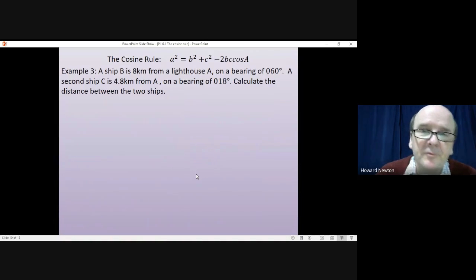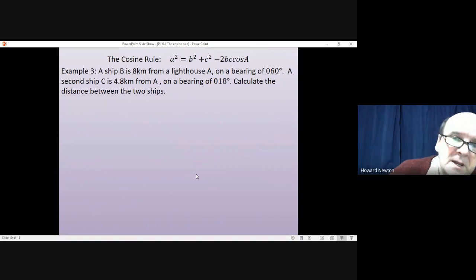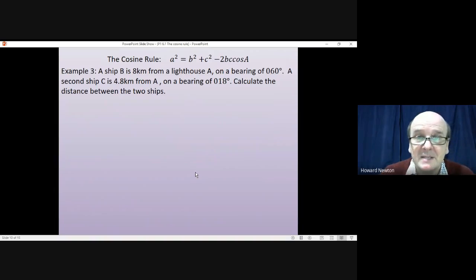Okay, example 3. Now, what's difficult about this question is the sketch. Once you've done the sketch, it's exactly like the previous 2 examples. But the question is all to do with bearings, and you're going to have to work out exactly what you need to draw. I'll read the question and then I'll let you have a go.